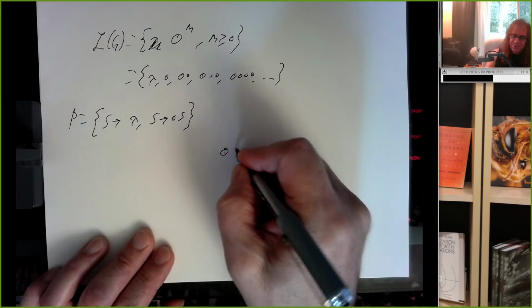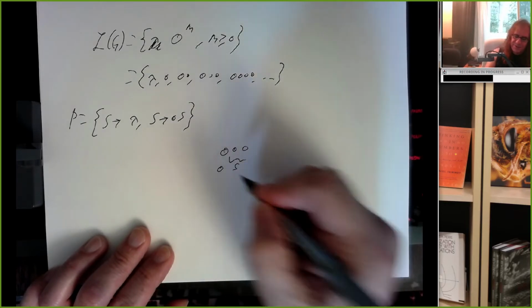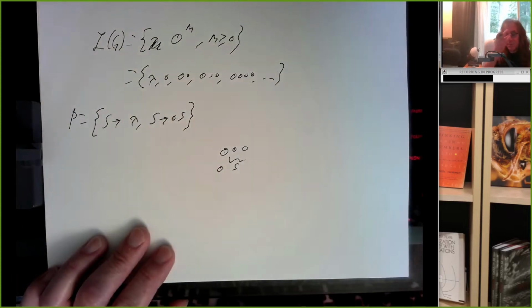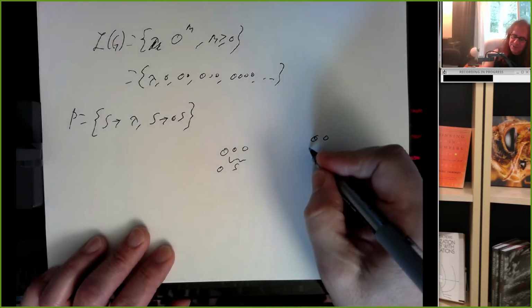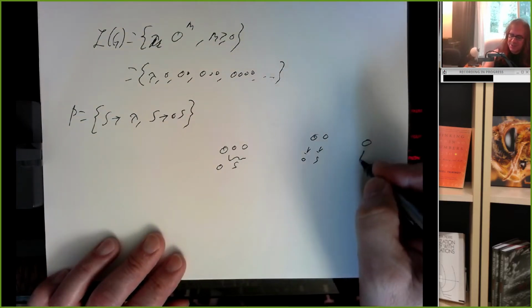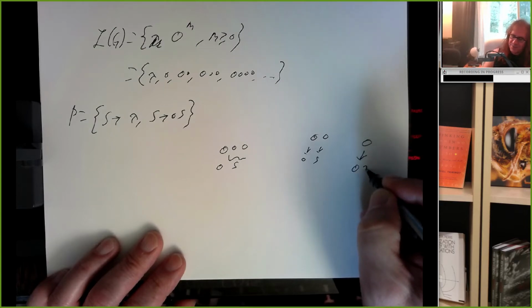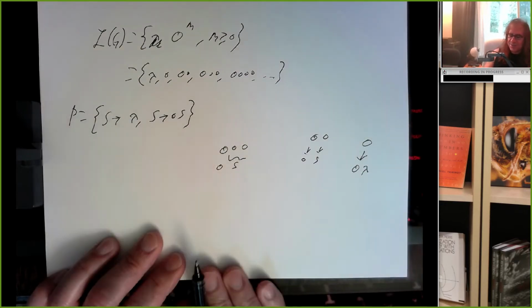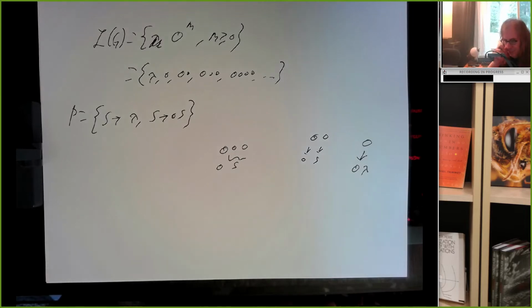So for example, 0, 0, we can think of this as a 0 followed by an S. How do we know that 0, 0 is an S? Well, it's a 0 followed by an S. How do we know that 0 is an S? Because it's a 0 followed by lambda, which is an S. Or we can go forward.